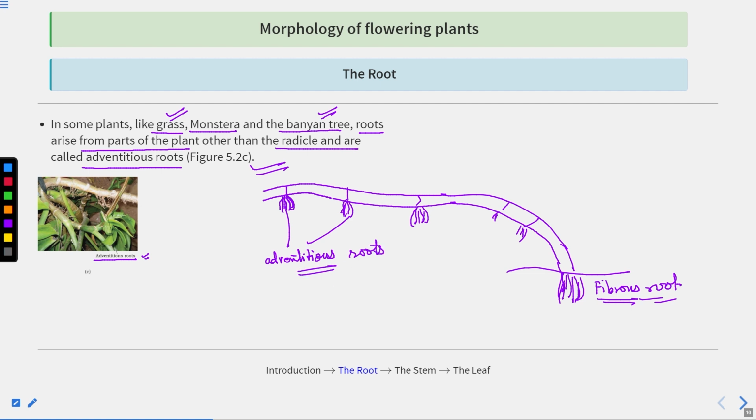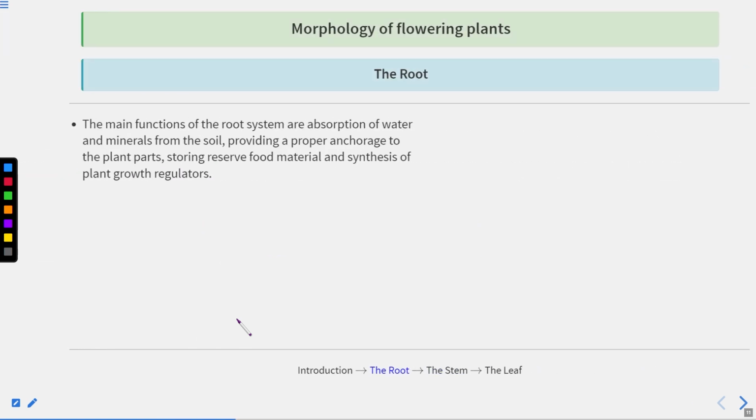Very, very important. Sometimes the examples are asked in the examination. So grass, monstera, banyan tree: roots arising from parts of the plant other than the radicle are called adventitious roots. Here, the hair-like structures emerging all over are the adventitious roots. Adventitious roots help the plants to get attached to any substratum.